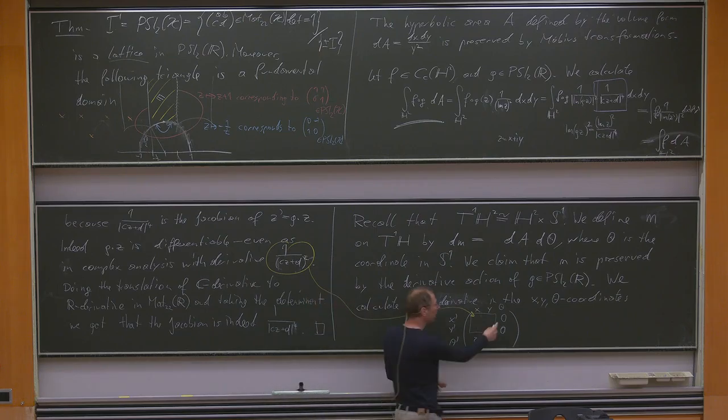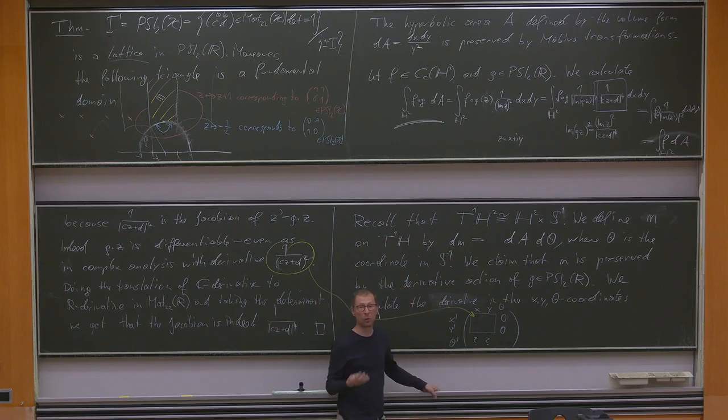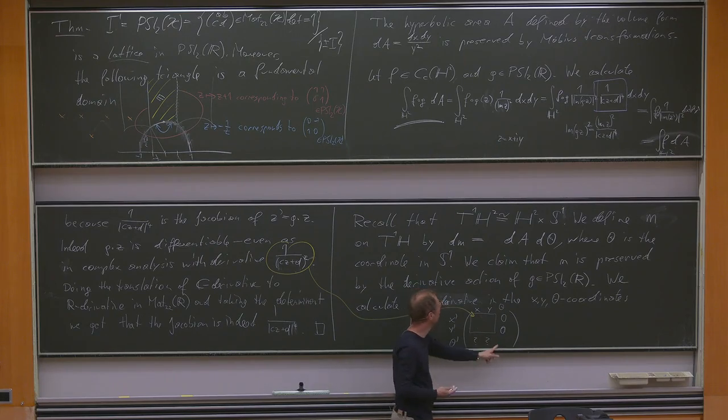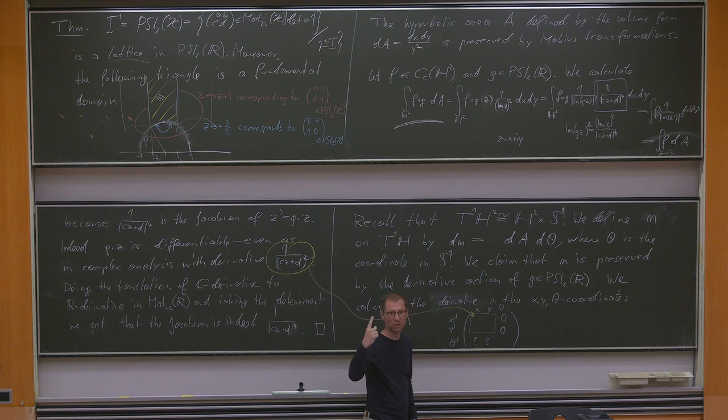Because if I have zeros here and I'm only interested in the determinant, then I don't care about these entries, right? And I have zeros here, so I don't care about these. All I care about is this here. What should it be if we are claiming that we are preserving the product measure? It should be 1. So the question is, why is it 1?